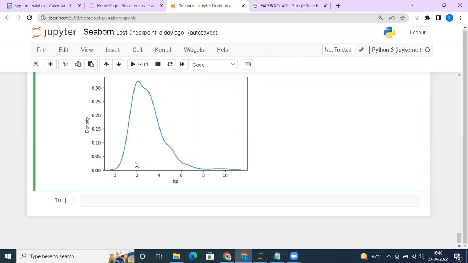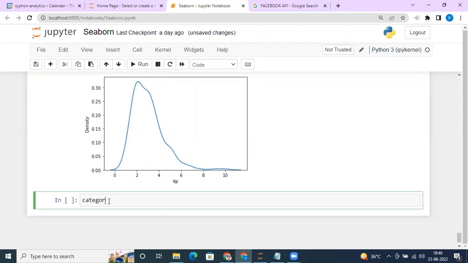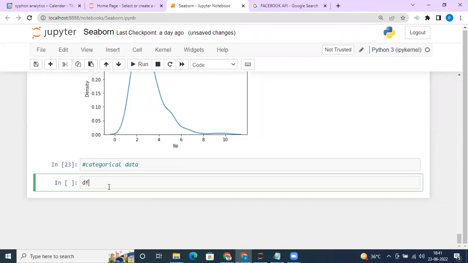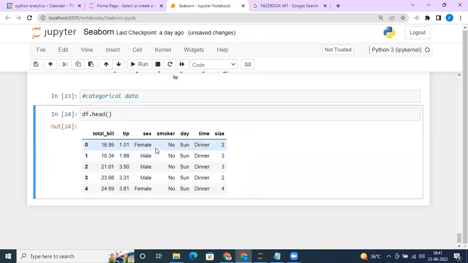Now let's explore further. Let's pick some categorical data from my data set. Just a second, put a comment, execute, and let me again read df.head just to see the data set. So we have categorical columns like the sex column, smoker, day and time. I want to analyze those.